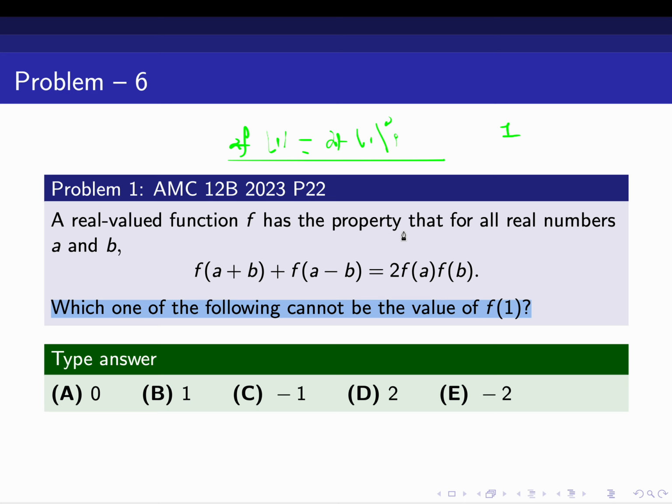Well, let's say a is 2 and b is minus 1. No, let's say a is 1 and b is minus 1. Then we have that f(0), which is just 1, plus f(2) is equal to f(2), f(-1), f(1), f(-1).